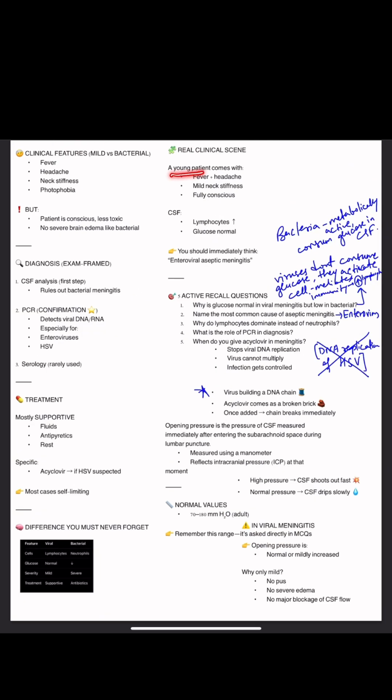Now let us see a young patient who comes with fever, headache, and mild neck stiffness, and he's fully conscious. The lymphocyte level is increased in the CSF and glucose is normal, so we think of enteroviral aseptic meningitis. We know why glucose is normal in viral meningitis but low in bacterial. The most common cause of aseptic meningitis is enteroviruses.